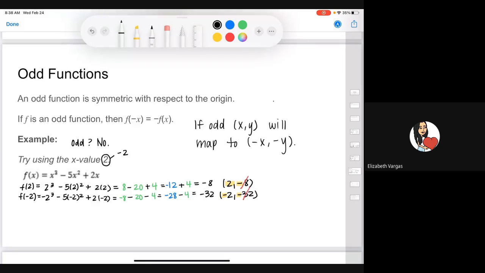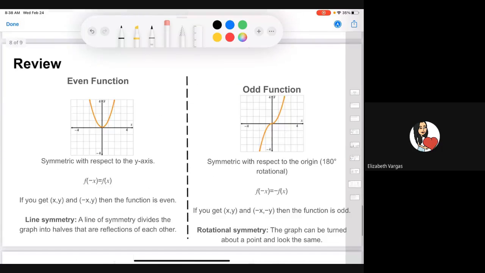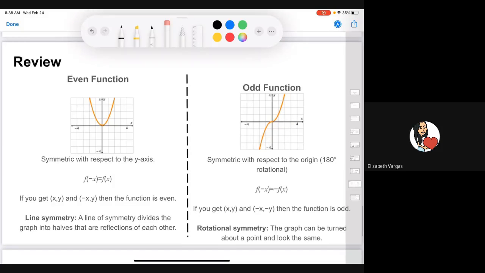In order for it to be odd, my coordinates would have to map from original x, y to a negative x and negative y. Okay? Any questions about this? No, ma'am. No. Okay.